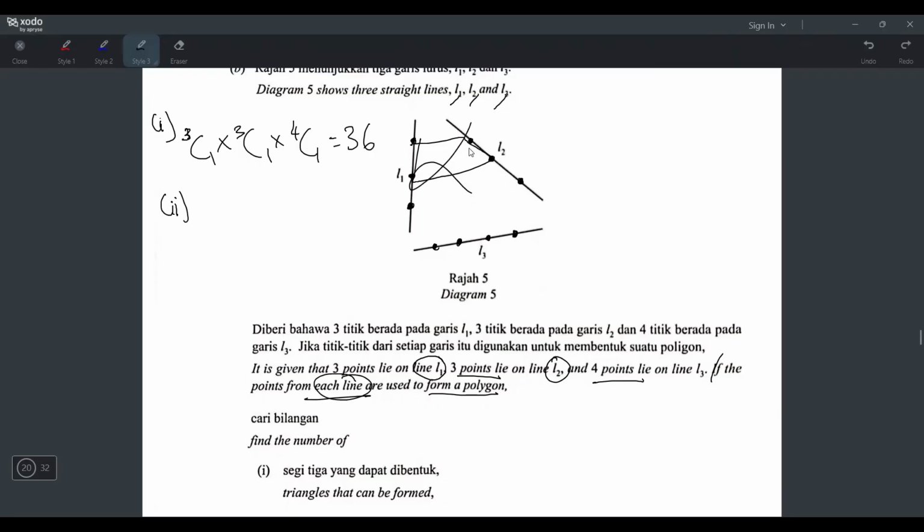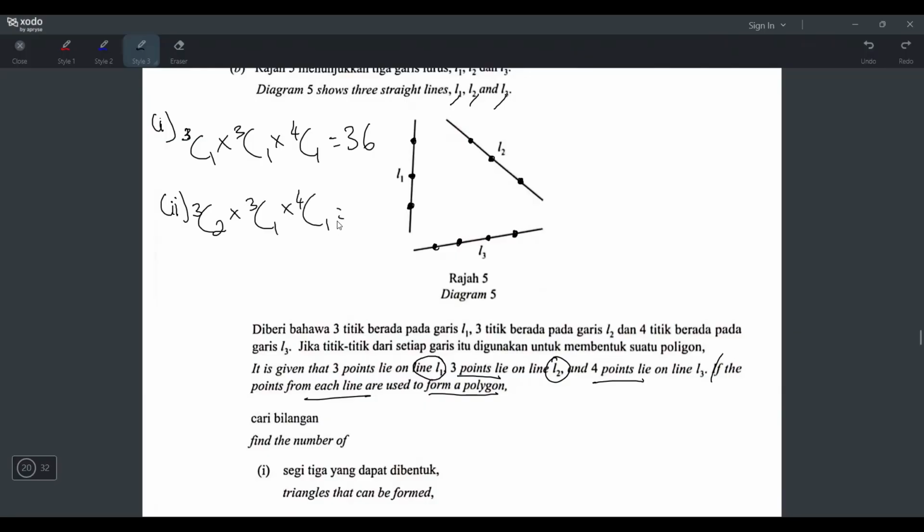This one cannot. Why cannot? Because same thing, you missed out the L3 already. They already said you must use points from each line, so all three have to be used. You need to have at least 1 point from each and every line. So let's go L1 and choose 2 points. It'll be 3C2. Because if from here I choose 2 points, then I only need 1 point from L2 and 1 point from L3. So from L2, 3C1, and then from L3, 4C1.